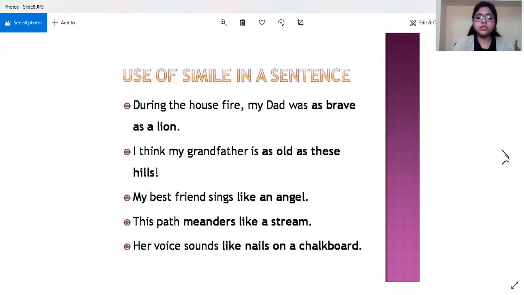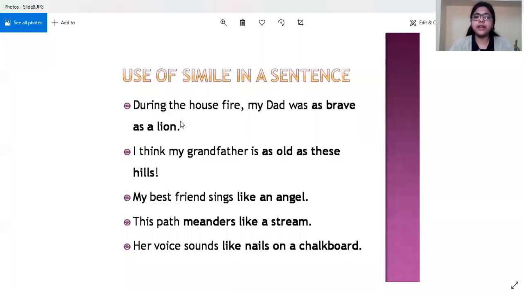Now, how do we use simile in a sentence? Let us see. During the house fire, my dad was as brave as a lion. That means when there was a fire in my house, my dad was really brave. He was as brave as a lion.